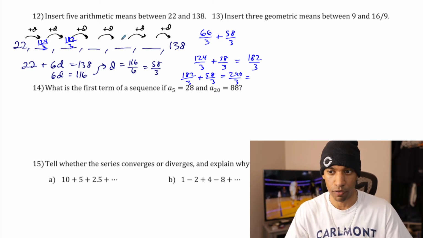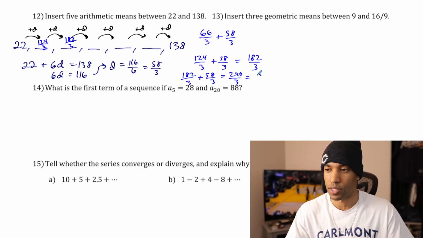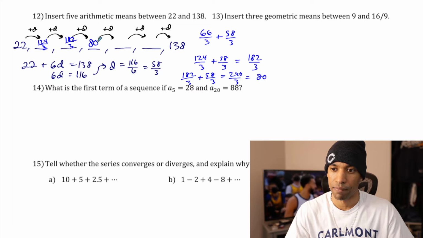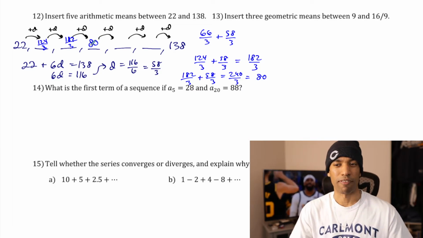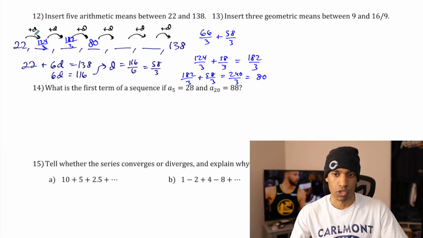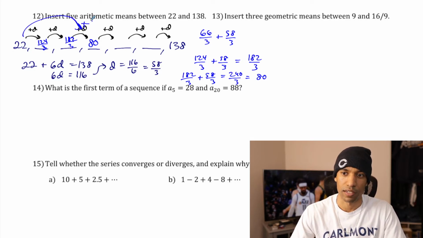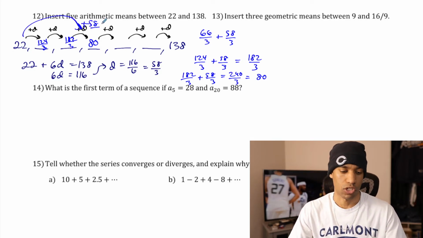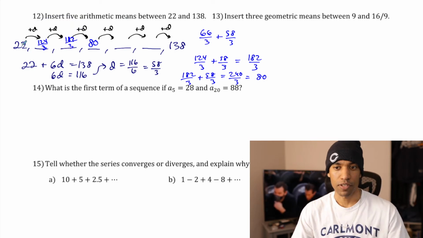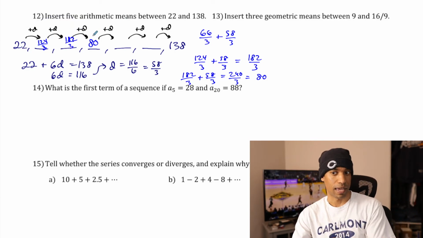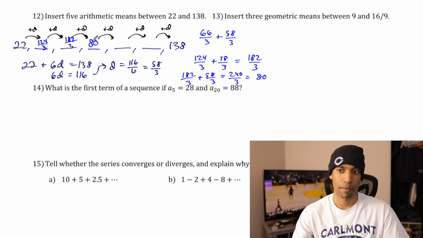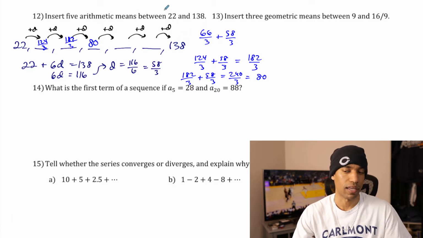Now I want to leave 240 over 3 for this one. But 240 over 3 is 80. So 80. Now how else could I have gotten this number faster? I mean, you still have to get these other two. But this is 22 plus 58. If the other ones are 58 thirds and you do it 3 times, then this is going to be plus 58 right there. That means 80 plus 58 should give you 138, and it does.